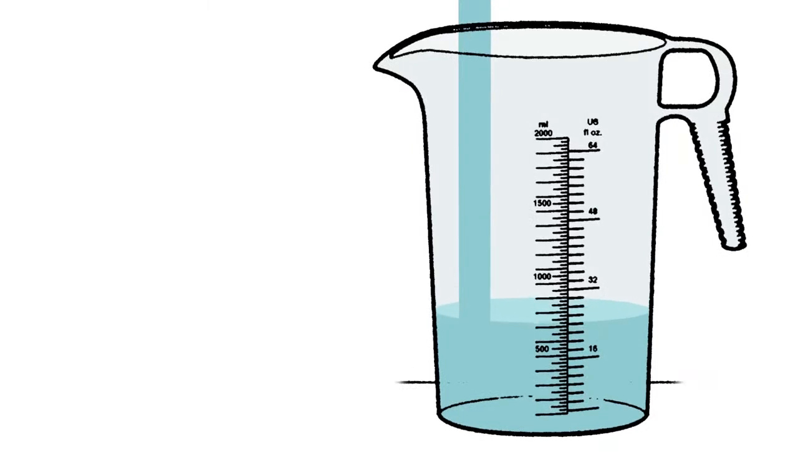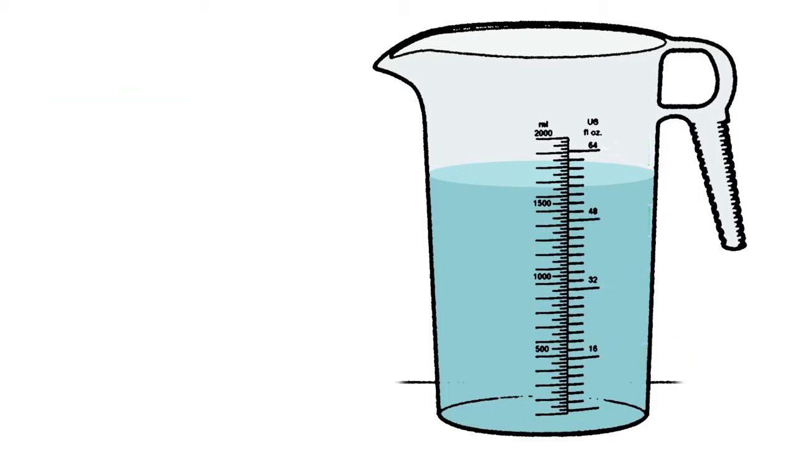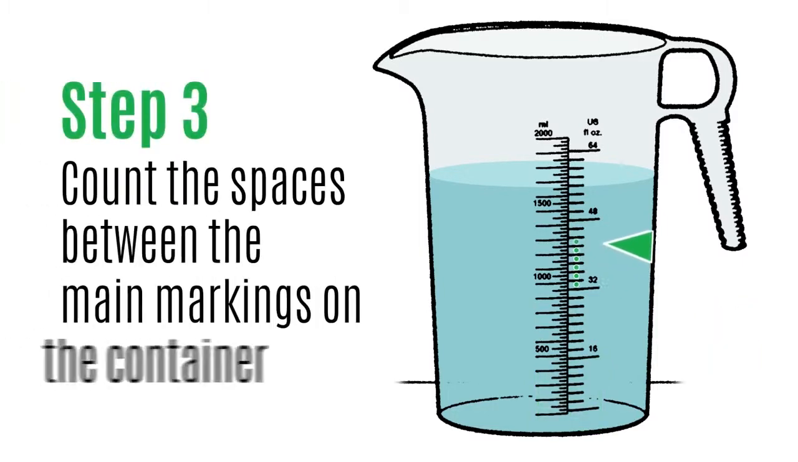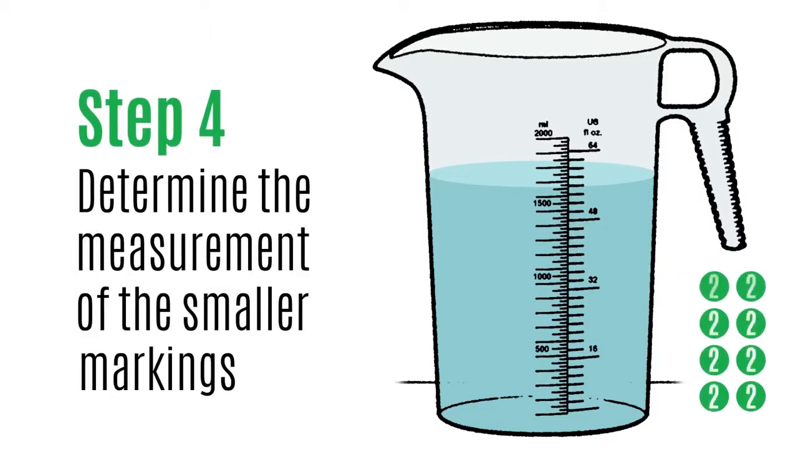Let's look at an example and use the 4 steps we just learned. With the container on a level surface, identify the main markings and units of measurement. Find the difference between main markings. Count the spaces between main markings. Determine how much liquid the smaller markings measure.